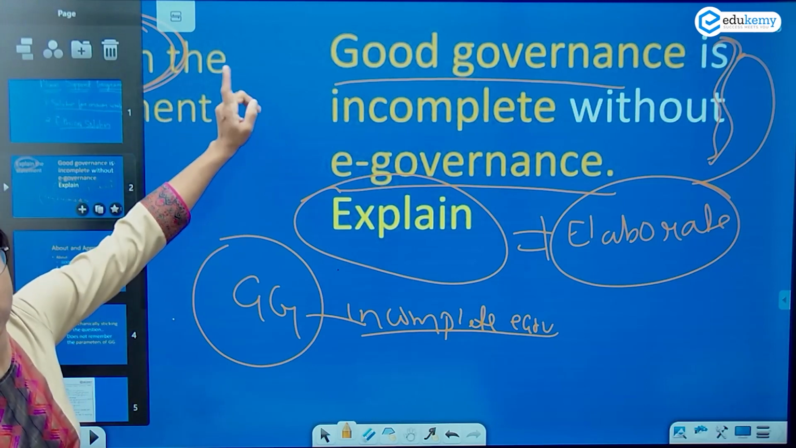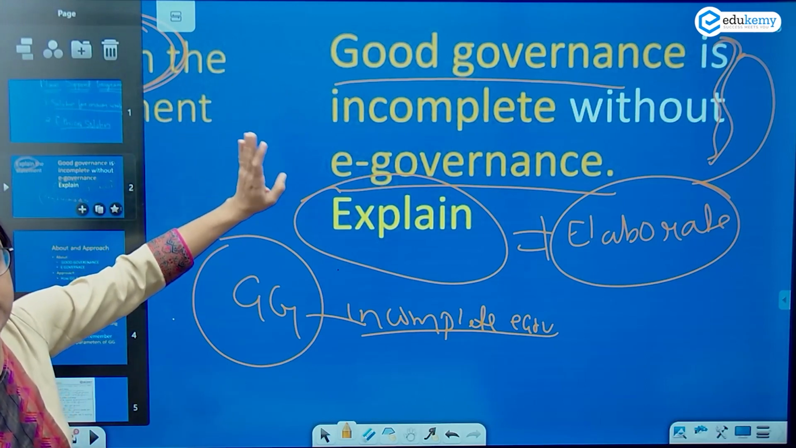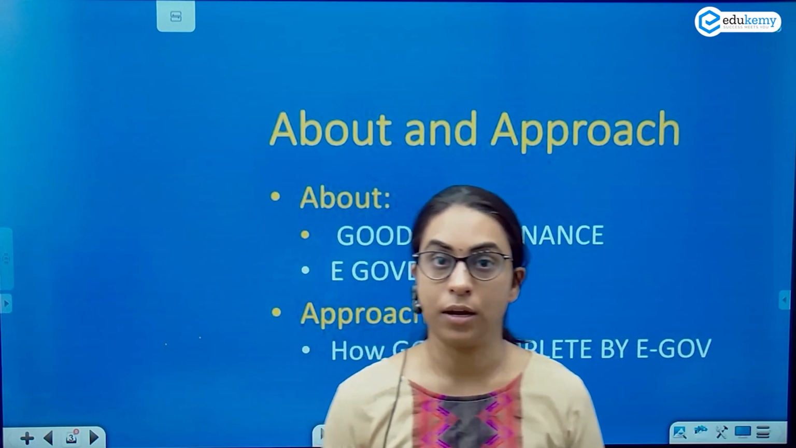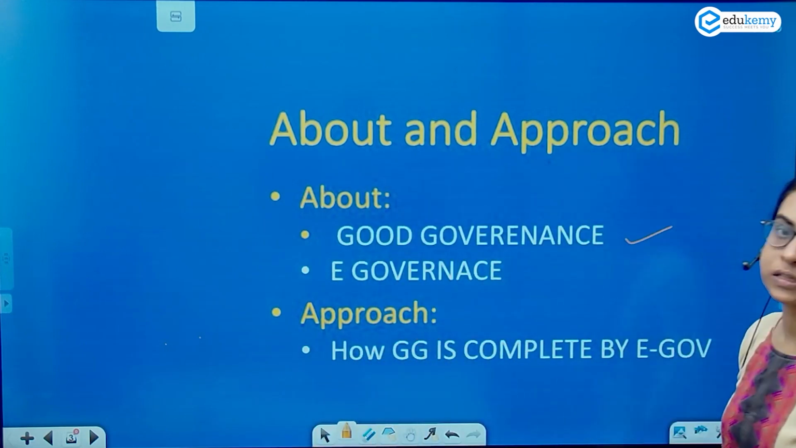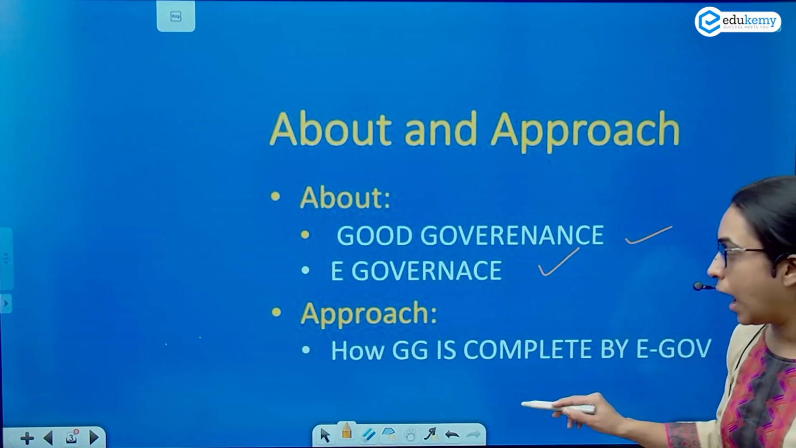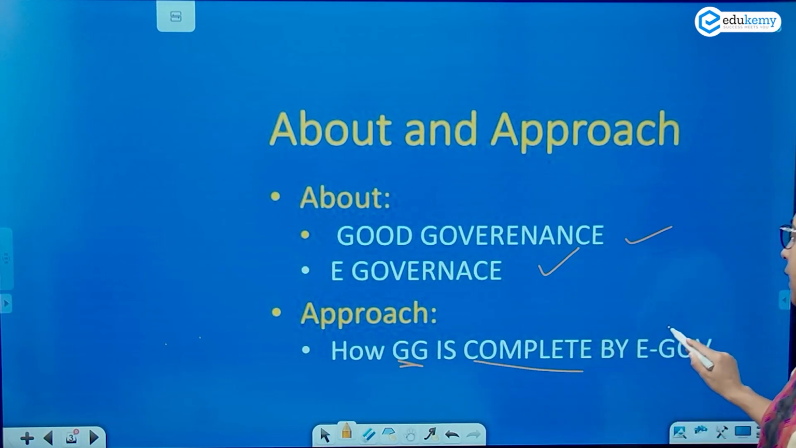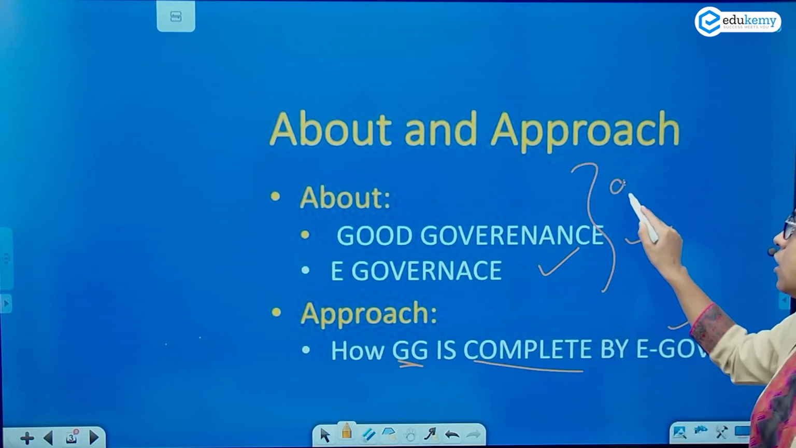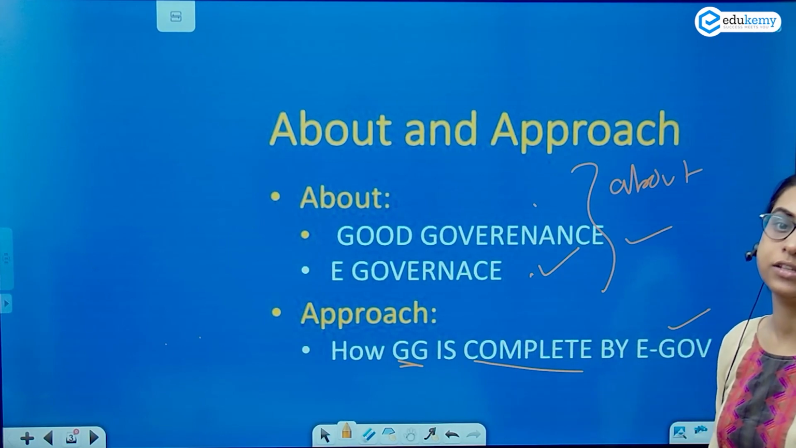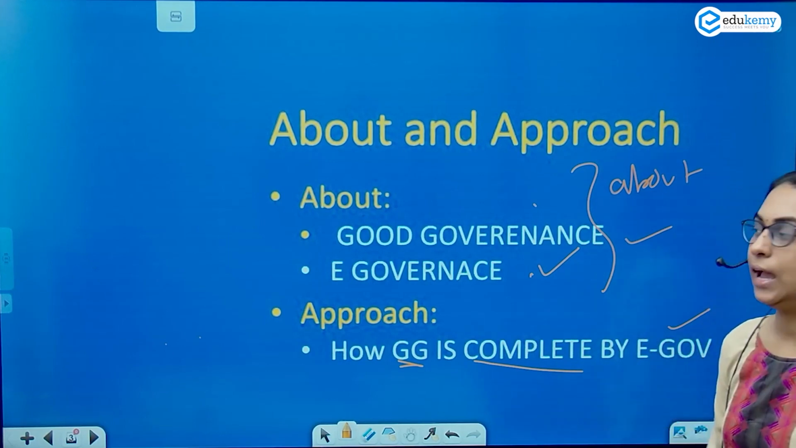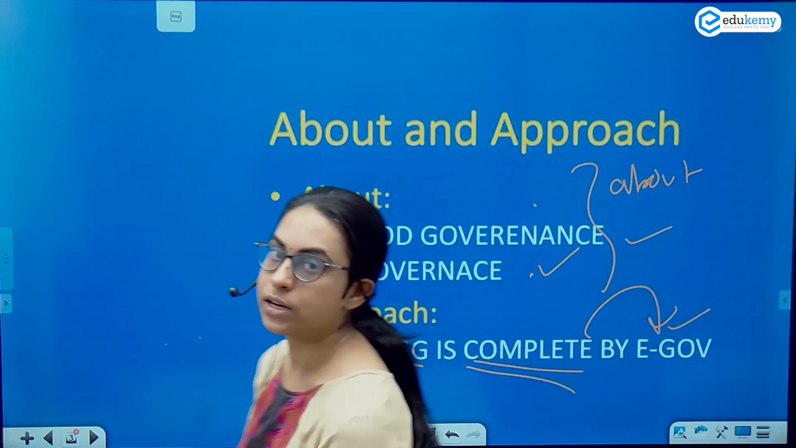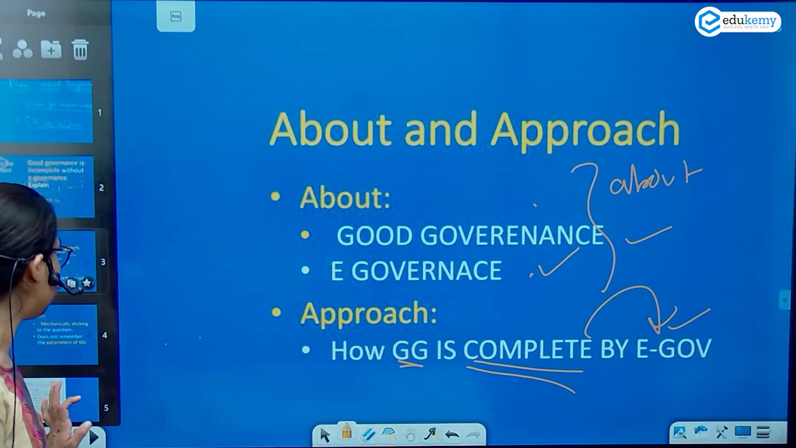So with these keywords, good governance, incomplete, e-governance, explain, let us see what the question is about. The question is on good governance. The question is on e-governance. The question is on how good governance is completed by e-governance. The subject matter is good governance and e-governance. What is the approach? What is it asking? That good governance is completed by e-governance. E-governance completes good governance. That is what it is asking.